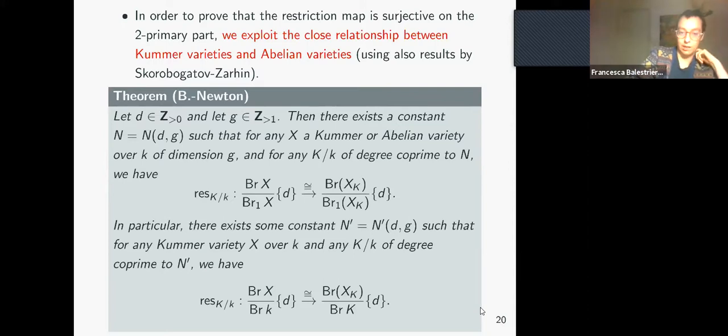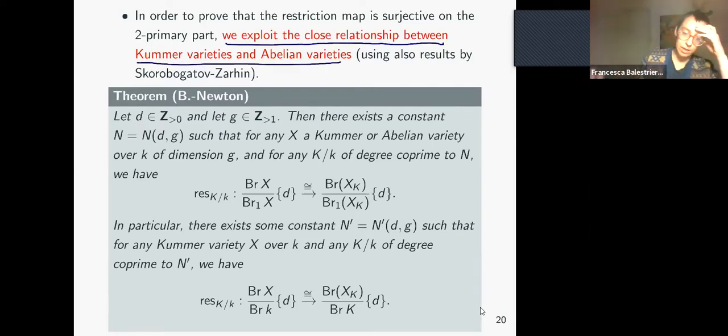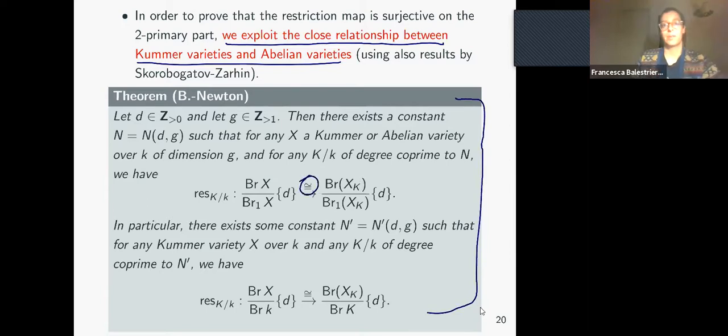This was the main result that Rachel and I proved, and we used the close relationship between Kummer varieties and abelian varieties, where there were a lot of results due to Skorobogatov and Zarhin. And this is the main theorem about the restriction map.